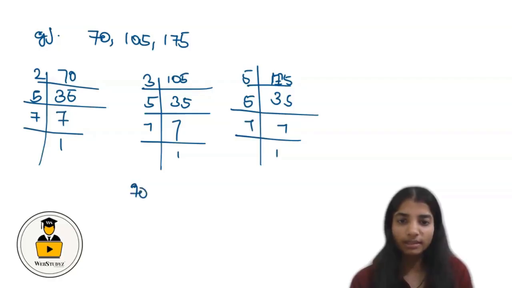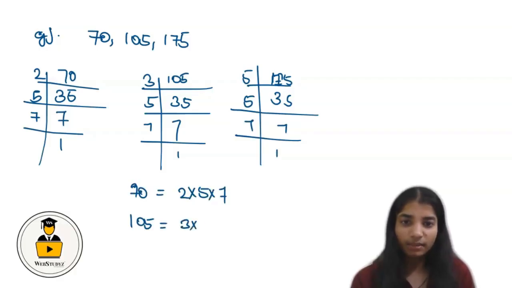So from here we can say that 70 is equal to 2 multiplied by 5 multiplied by 7. 105 is equal to 3 multiplied by 5 multiplied by 7. And 175 is equal to 5 multiplied by 5 multiplied by 7.